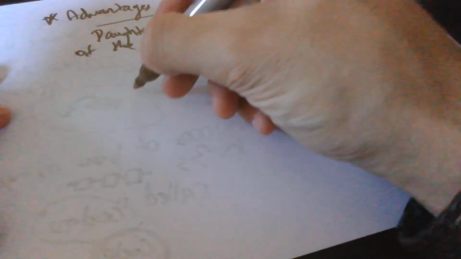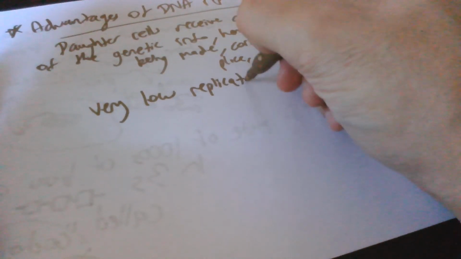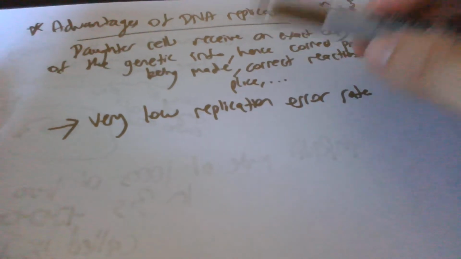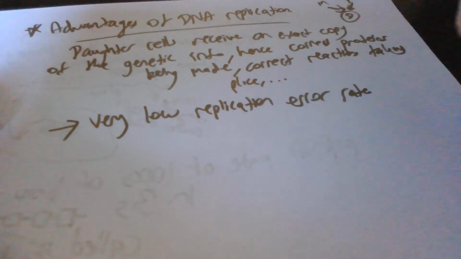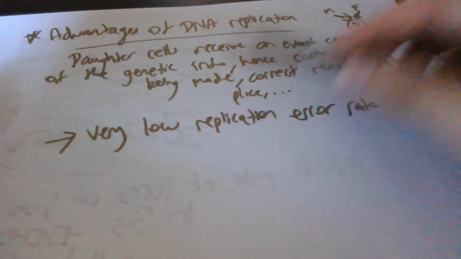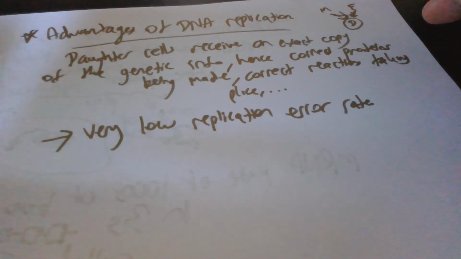Okay, very important. Very low replication error rate. What does this mean? Well, the word says it all, okay? This needs to occur with very minimal mix-up in the code. Okay, the code has to go from point A to point B, from the parent to the daughter, the offspring.